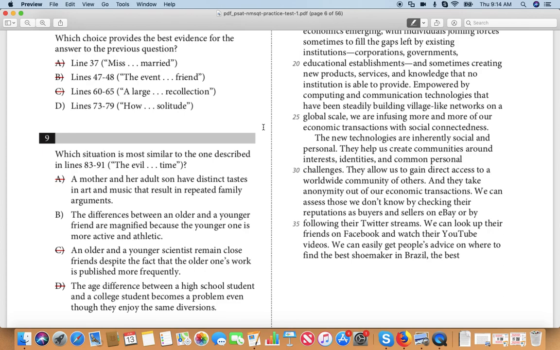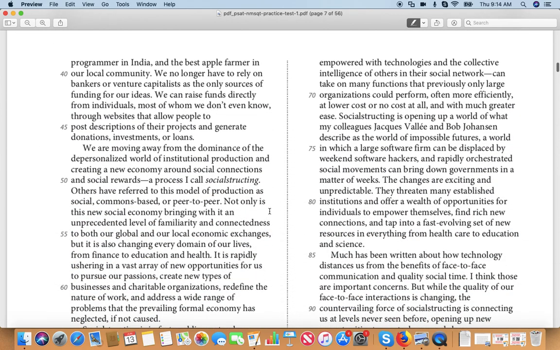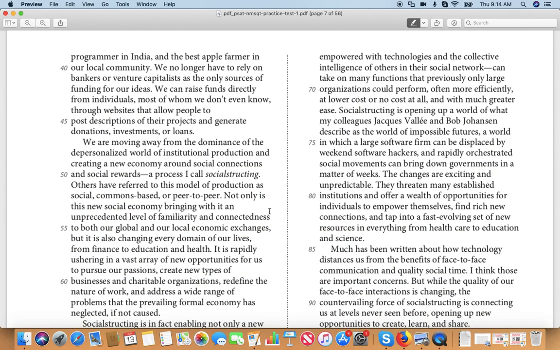We can assess those we don't know by checking their reputations as buyers and sellers on eBay or following their Twitter streams. We can look up their friends on Facebook and watch their YouTube videos. We can easily get people's advice on where to find the best shoemaker in Brazil, the best programmer in India, and the best apple farmer in our local community.